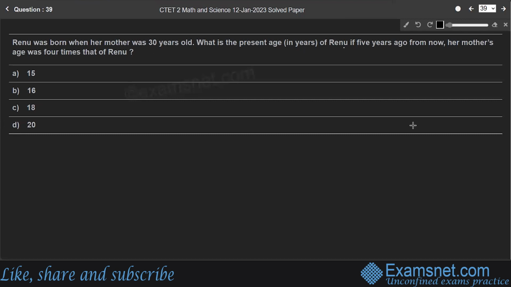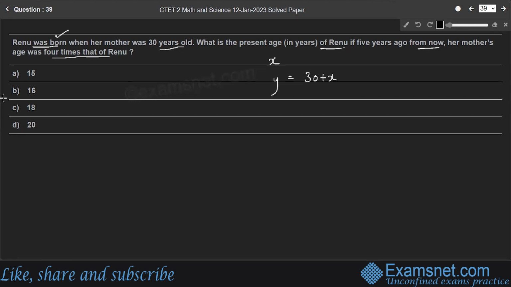Question 39. Renu was born when her mother was 30 years old. What is the present age of Renu if 5 years ago from now her mother's age was 4 times that of Renu? So students, she was born when her mother was 30 years old. So if her present age is X and her mother's age is Y, and her mother is 30 years older than her, that means Y becomes 30 plus X.